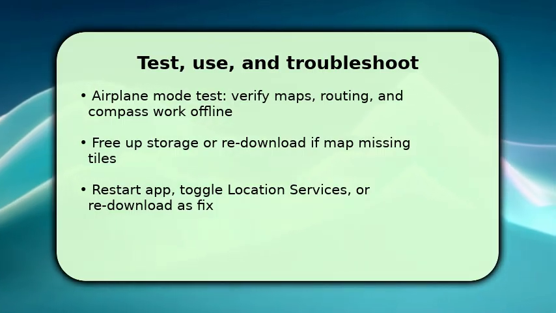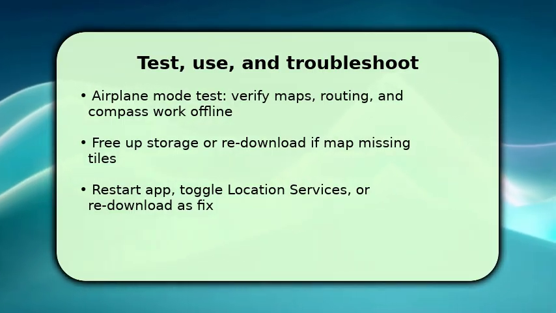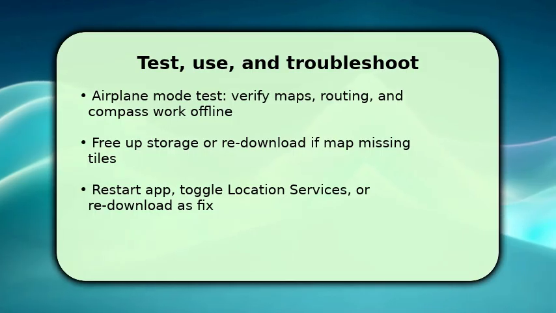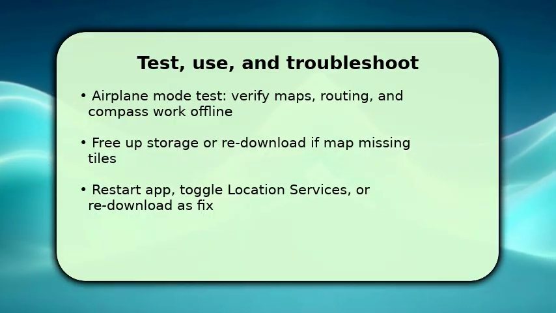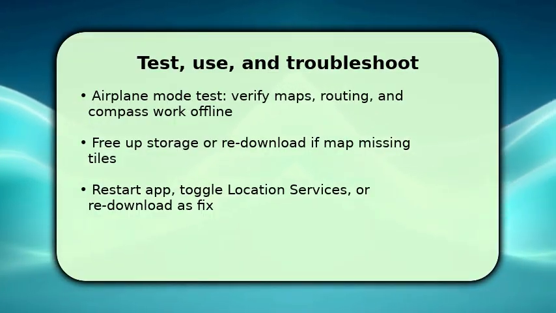If problems persist, force quit and reopen the app, toggle location services off and on, and then re-download. This sequence clears permission glitches and ensures reliable offline GPS navigation.